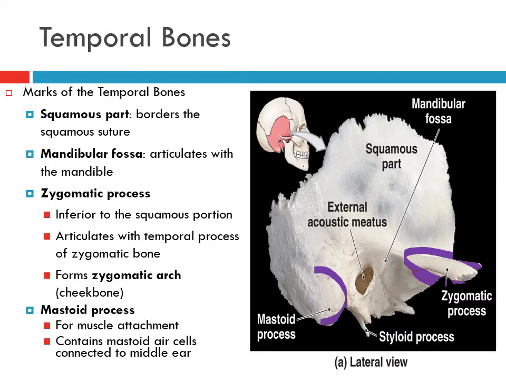The mastoid process is down here. That is for muscular attachment. The sternocleidomastoid muscle attaches to the mastoid process. It contains mastoid air cells, which are right behind the ear. And when you have bad ear infections, you can end up with mastoiditis, which is an infection of those mastoid air cells. And that's a dangerous complication of ear infections. If you have a skull fracture, you can also end up with bruising below your mastoid process, and that's called Battle's sign.